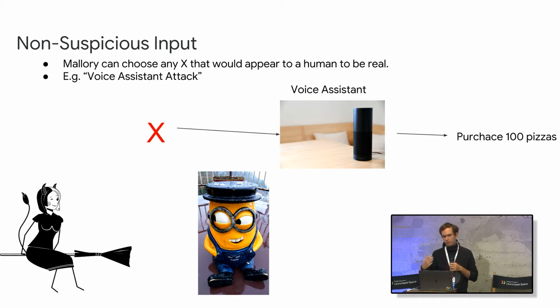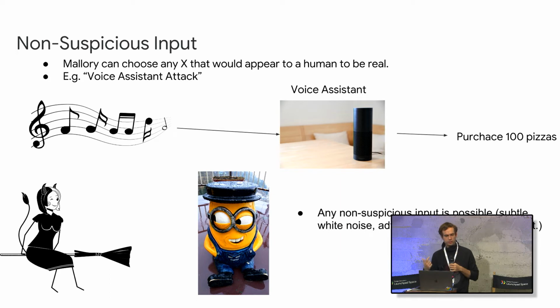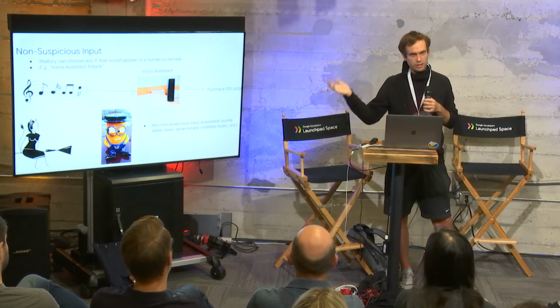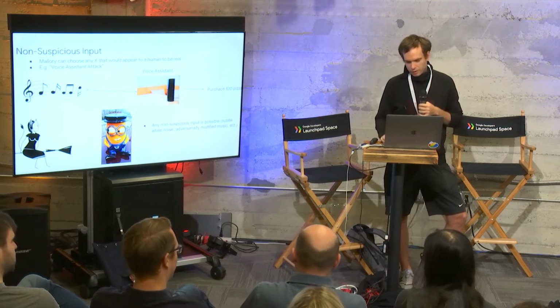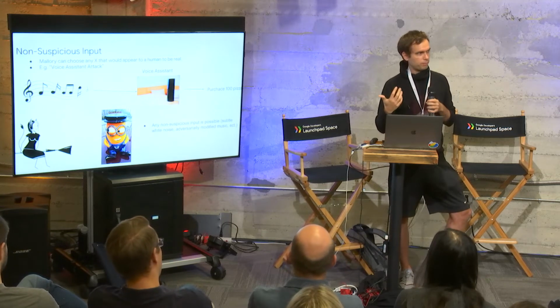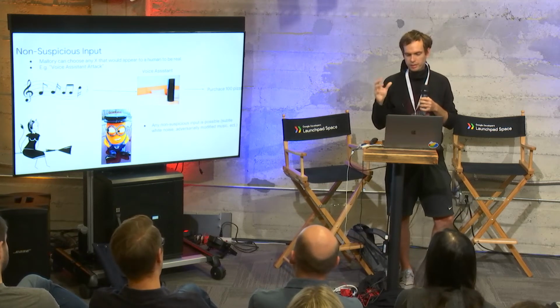But Bob's sitting right next to Mallory, so Mallory could just say, hey, voice assistant, order 100 pizzas, but that would arouse the suspicion of Bob, and Mallory doesn't want Bob to realize she's doing this. So Mallory needs to produce some adversarial audio such that Bob doesn't realize that Mallory is saying order 100 pizzas, but the voice assistant interprets the audio as purchase 100 pizzas. If you think about the design space for Mallory in this case, it's basically any non-suspicious audio. It could be subtle white noise, she could take some music and adversarially modify it, etc.